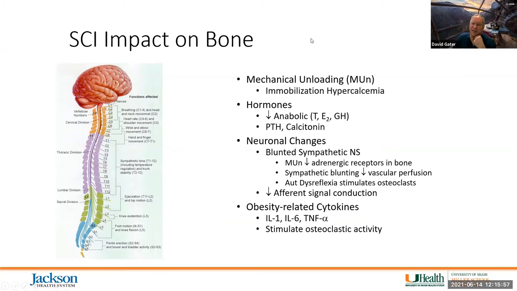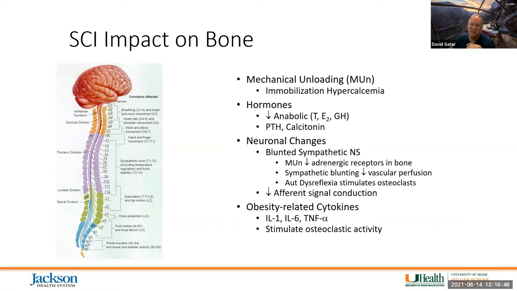We also see a reduction in anabolic hormones initially and then ongoing, for men at least. We're going to see a reduction in testosterone and growth hormone. Women during the initial phase may have a reduction in estrogen, but most women are going to resume their usual menstrual cycle within 3 to 6 months. And so they are not quite as at risk, surprisingly, as young men during the subsequent follow-up after spinal cord injury. So we also see changes in parathyroid hormone and calcitonin, which lend themselves to bone breakdown.